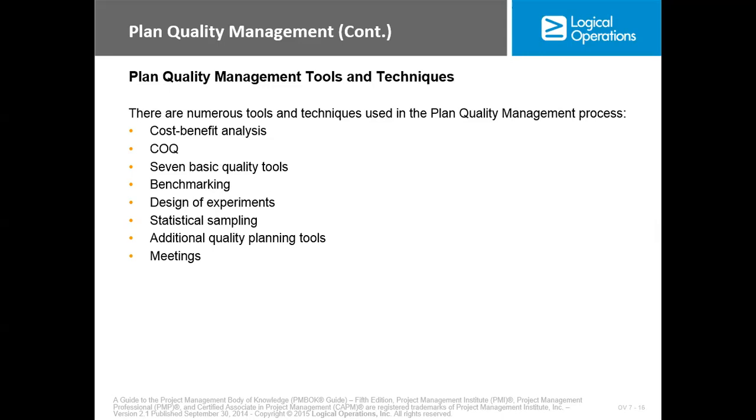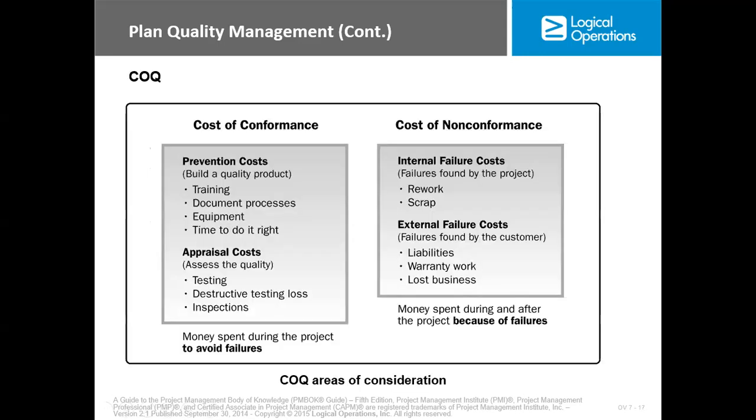Now, tools and techniques: cost benefit analysis, cost of quality, 7 basic quality tools. We've talked about cost of quality, we'll talk about cost benefit analysis and 7 basic quality tools. We'll be dealing with that. Benchmarking, design of experiments. Let's go further. Okay, cost of quality. Yes, we said we will talk about it. Now, I told you that it is the cost to get it right, the cost that is required to give you the right quality.